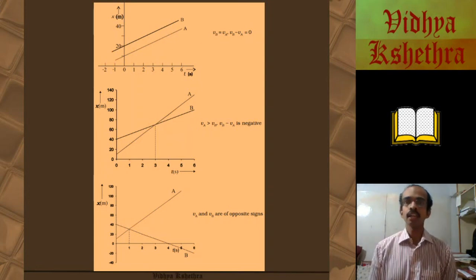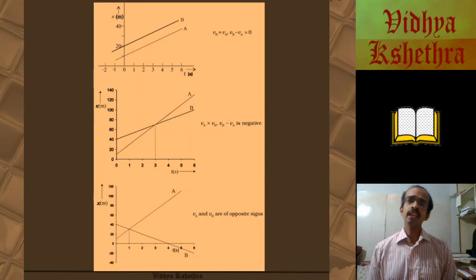Consider the case of two trains. One train is traveling towards the left at 100 kilometers per hour, and the other is traveling towards the right at 60 kilometers per hour. Then the relative velocity is given by 100 plus 60, which is 160 kilometers per hour.